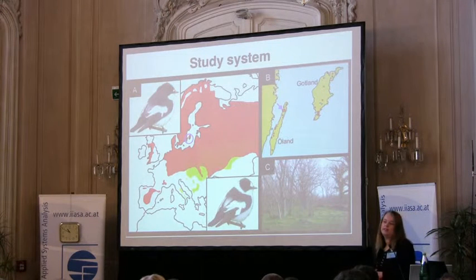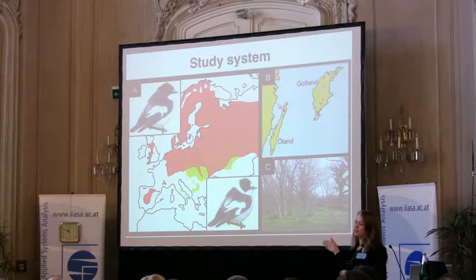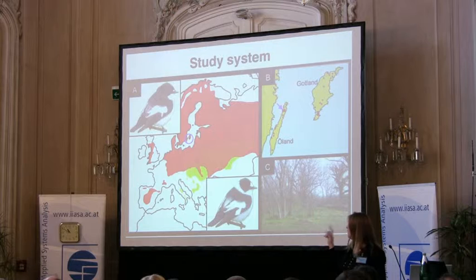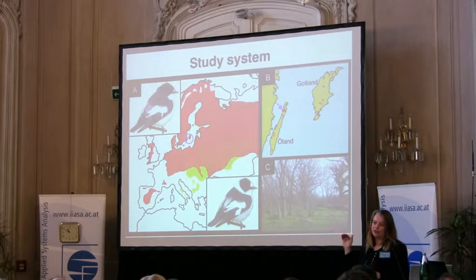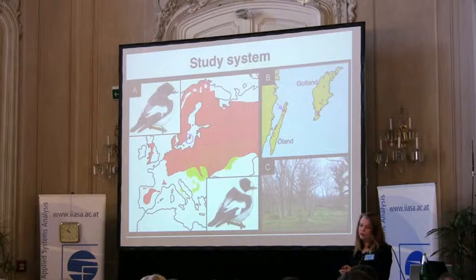Okay, so this is the study system I'm using. You have the collared flycatcher, which has a more southern breeding distribution in Europe, as you can see in yellow. And then you have the pied flycatcher with a more northern distribution. They meet in two different contact zones. We have a broad hybrid zone in Central Europe, and we have one on Öland and Gotland in Sweden, where we studied them.